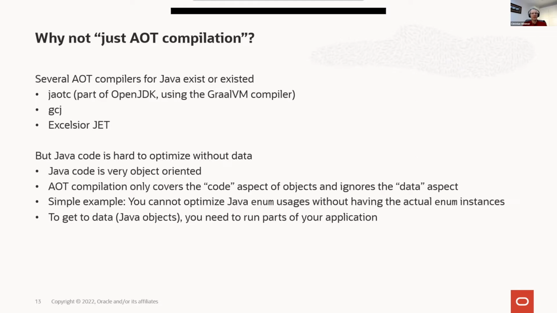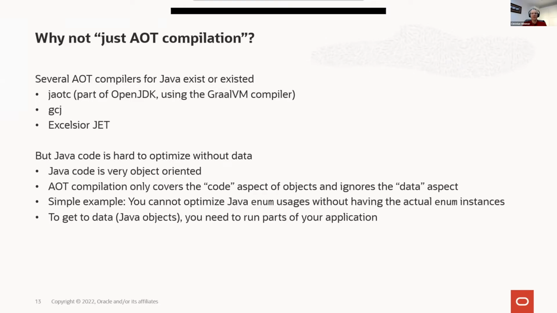but the main pain point of just AOT compilation for Java is that Java code is really hard to optimize without data. It's not like C code where code and data is strictly separated. Java code is just very object-oriented. And when you do AOT compilation, then you can only cover the code aspect of that, and you need to ignore the data aspect because you don't have Java objects. And in Java, you cannot even optimize very simple things like Java enums, because Java enums are objects. And if you don't have this object instance available, you cannot constant fold and optimize a simple comparison like, is my variable a constant enum? It's like, no, because you need AOT compiling code that looks up, loads a static final field to get the enum instance and then does a comparison.